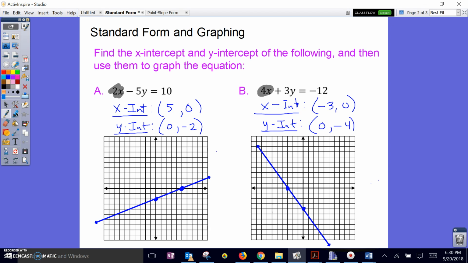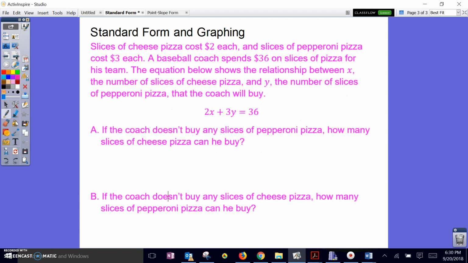One last example, a quick little application. We're told here slices of cheese pizza cost $2 each, and slices of pepperoni pizza cost $3 each. A baseball coach spends $36 on slices of pizza for his team. The equation below shows the relationship between x, the number of slices of cheese pizza, and y, the number of slices of pepperoni pizza that the coach will buy. So there's our equation right there. I've underlined it in yellow. 2x plus 3y equals 36.